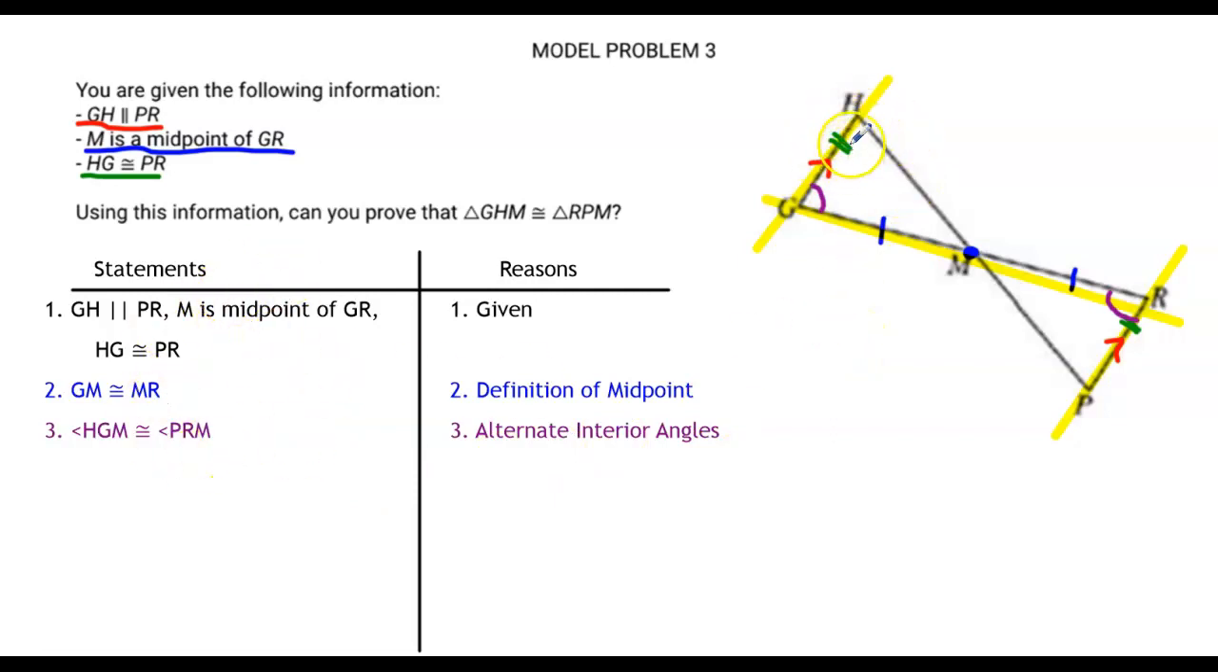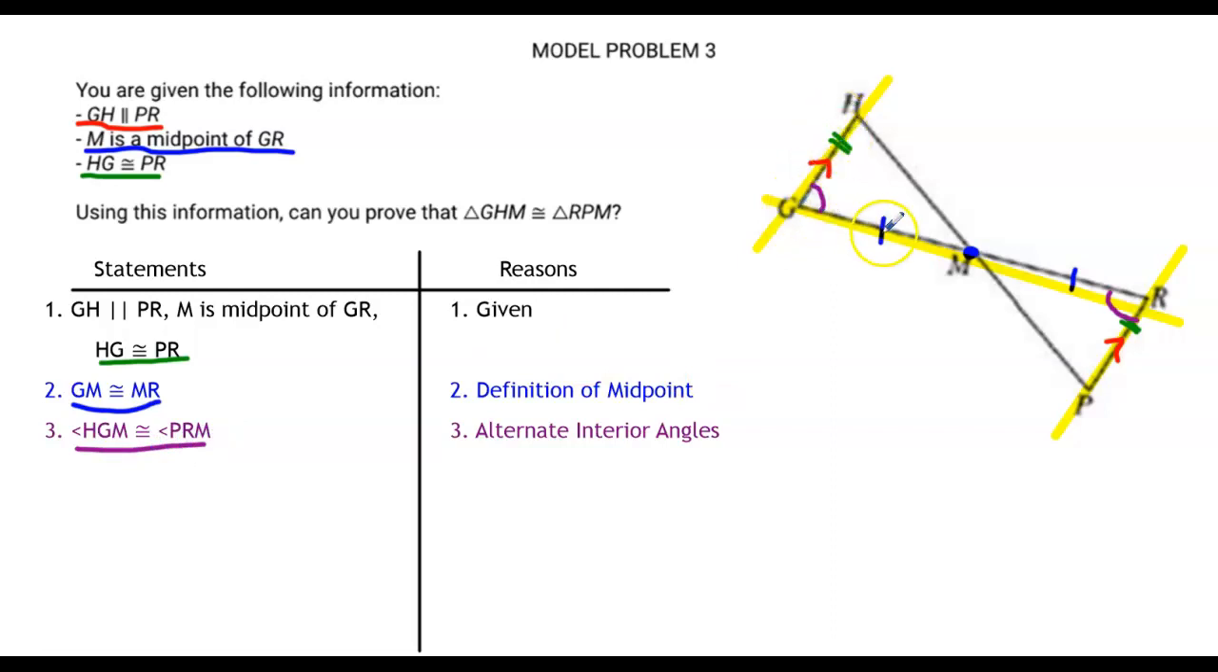So I know that this green side, this purple angle, and this blue side are congruent to this blue side, this purple angle, and this green side. So let's make sure that they're all there. HG is congruent to PR. That is here. So I'll underline that in green. And then GM is congruent to MR. I'll underline that in blue. And then the last thing that I have to check is, do I have HGM and PRM congruent to each other? Yes, that's here. So now I have side, angle, side, right?